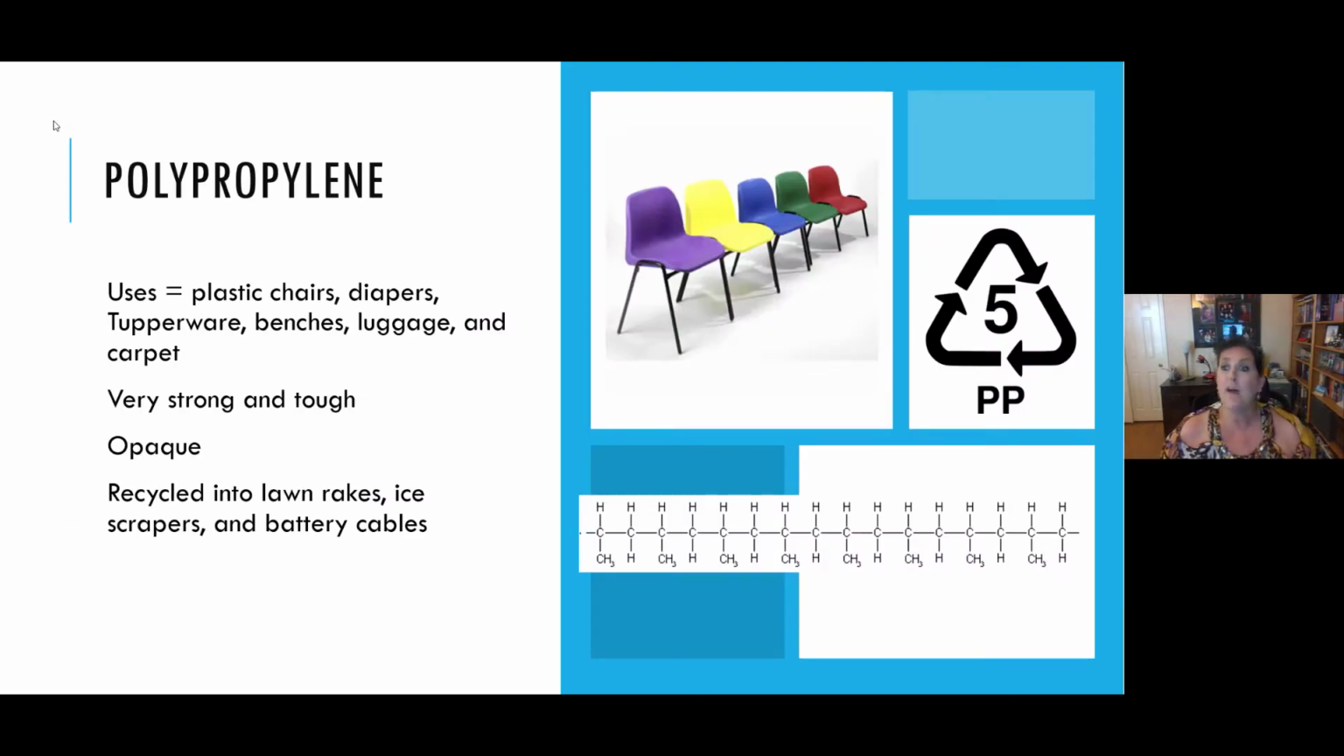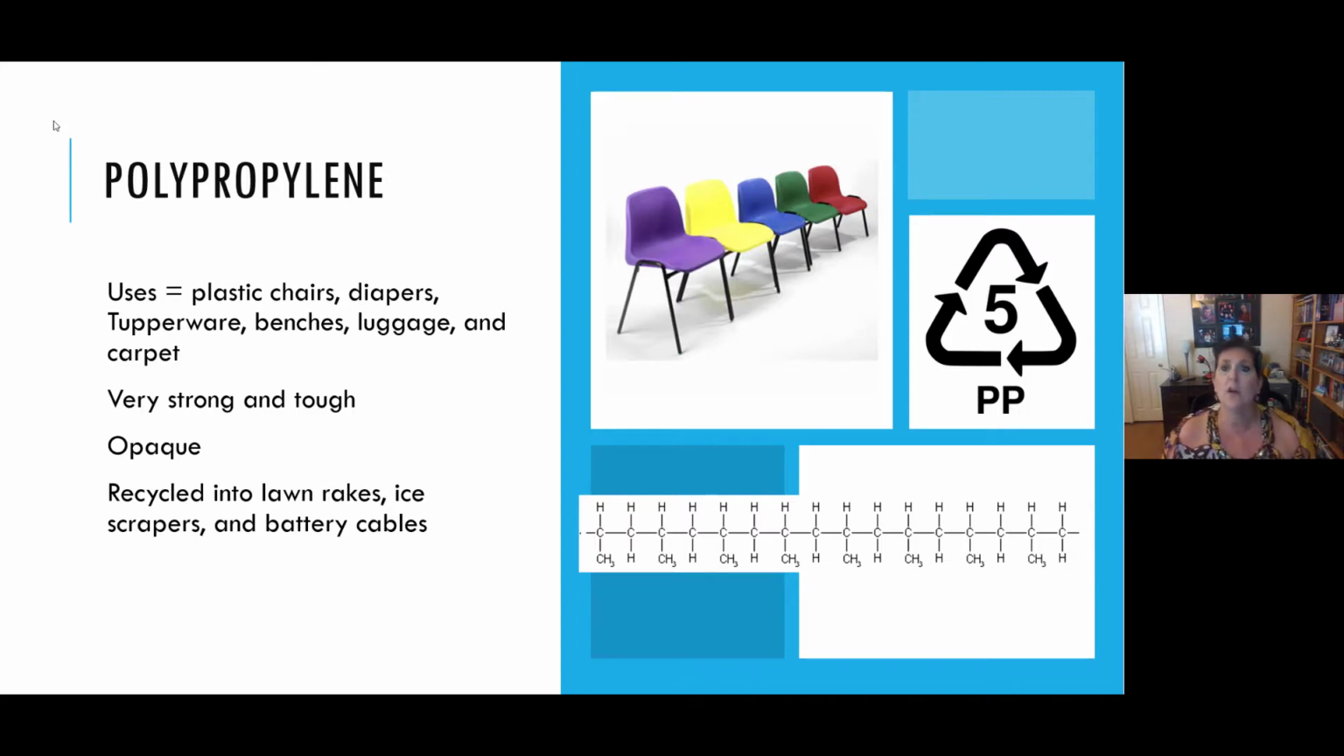Number 5, polypropylene. Uses: plastic chairs like the ones you sit in class, diapers, Tupperware, benches, luggage, and carpet. This is the strong one. I always remember PP, polypropylene, is the strong one. It's very tough. You cannot rip a plastic chair with your bare hands. So number 5 is PP, polypropylene. It's the strong one. It is not translucent. It's opaque. That means you can't see through it. It's very strong, very tough.